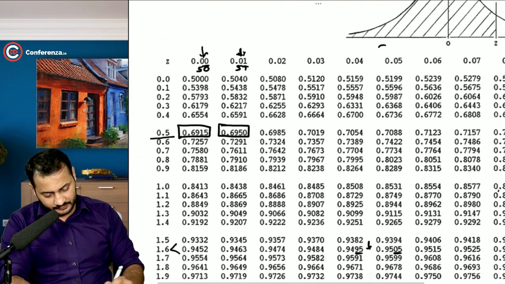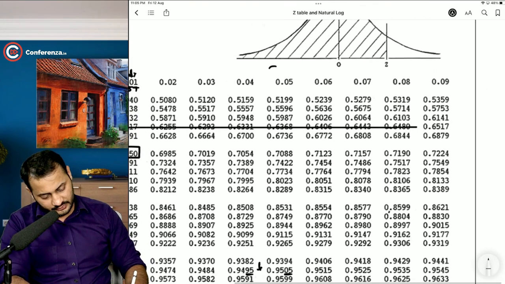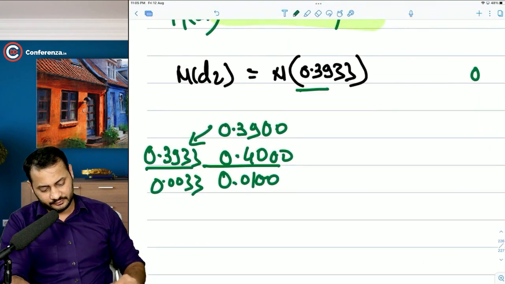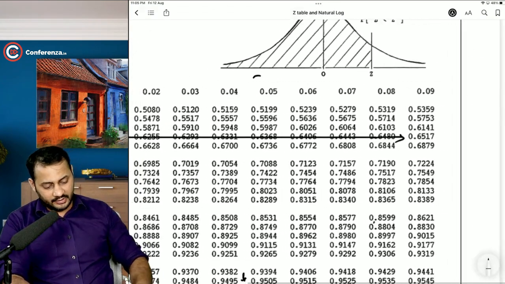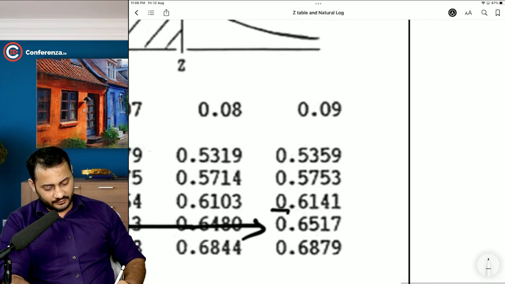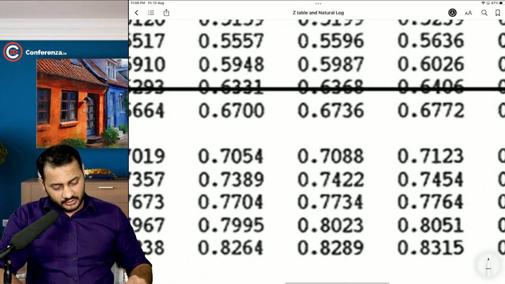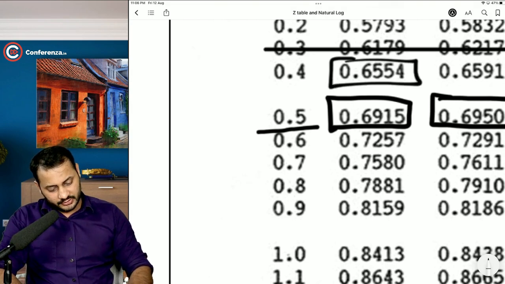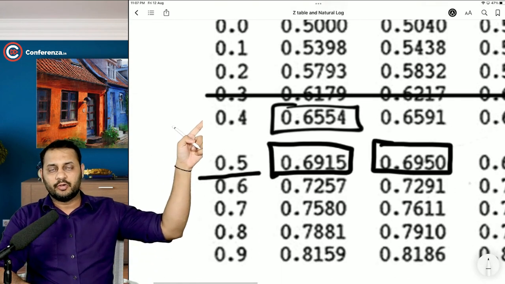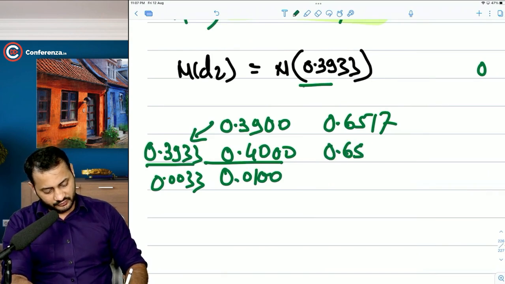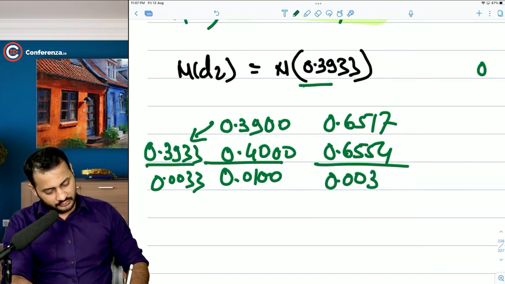See, this is 0.3, and the 9 comes to this part. This is 0.6517. Do you get that? Let's repeat it once again: 0.3 and this is 0.9, so 0.6517. Then what will 0.40 be? 0.40 will be this much. See, 0.4, this will be 4 and this is 0. So 0.6554. Let's do that. The difference is 0.0037. So it's very clear.